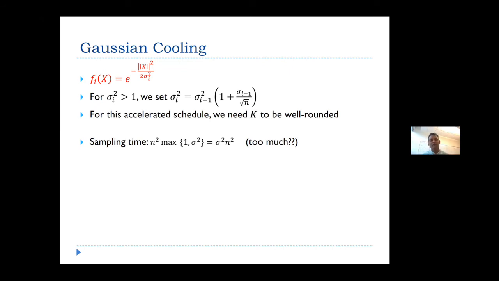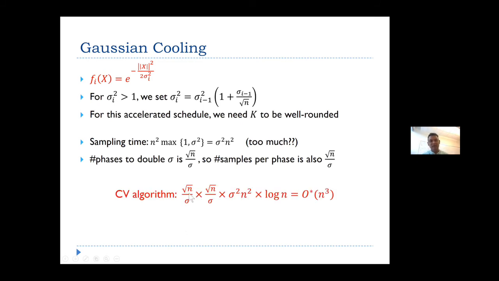And now let's see what happens. The sampling time is going up, right? It's sigma squared n squared. But the number of phases you need to double is only root n over sigma. Because you're already at sigma, you want to double it, you need root n over sigma phases, since each time you're doing 1 plus sigma over root n. Okay, good. And so the number of phases times number of samples per phase times sampling time, your sigma squares all cancel out and you end up with n cubed.